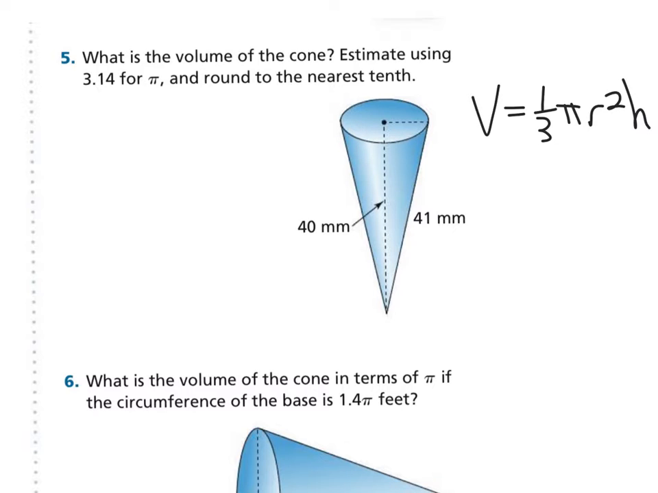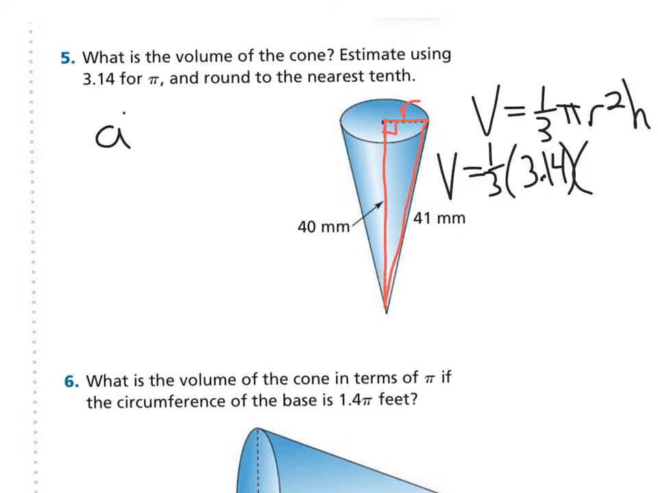So if we're substituting in, they said that we're going to use 3.1400 for pi. And here we are. Oh, there's the problem. We don't know the radius, do we? Okay. How can we find the radius? Pythagorean theorem. Good. We're going to create this right triangle here. Okay. So the hypotenuse would be 41. Good. It's across from the right angle. It's the longest side here.